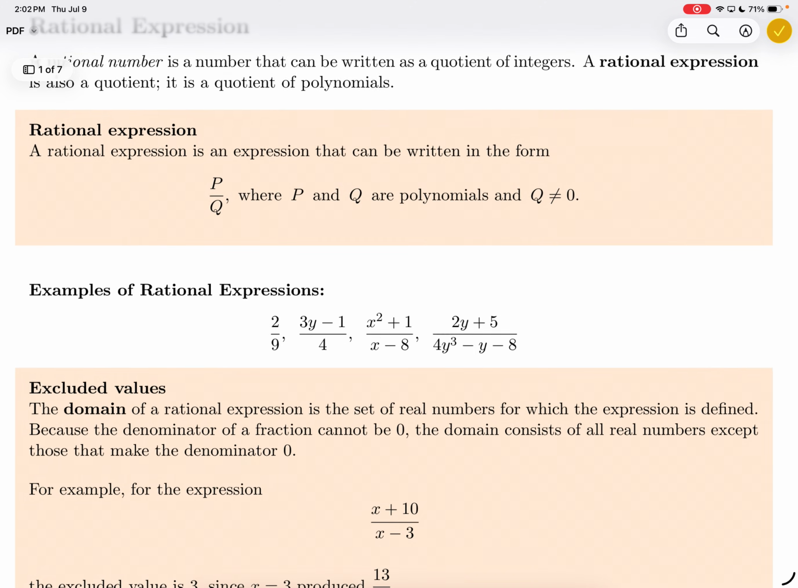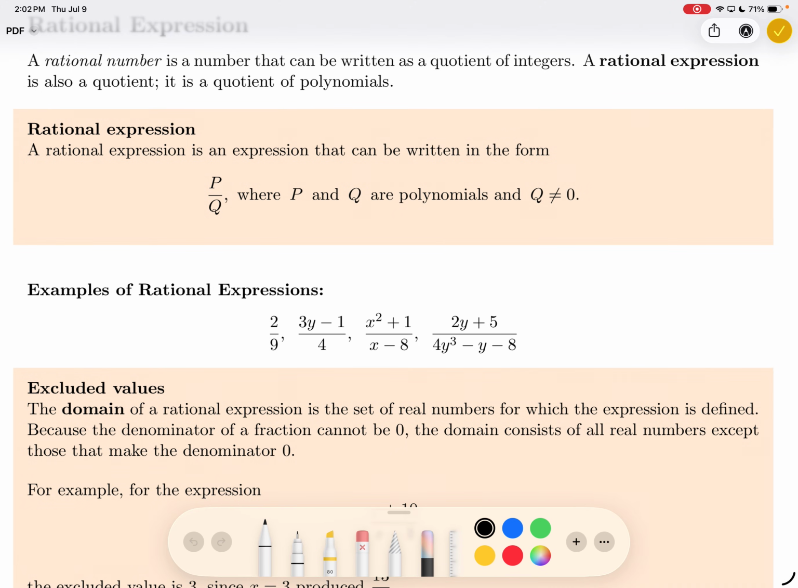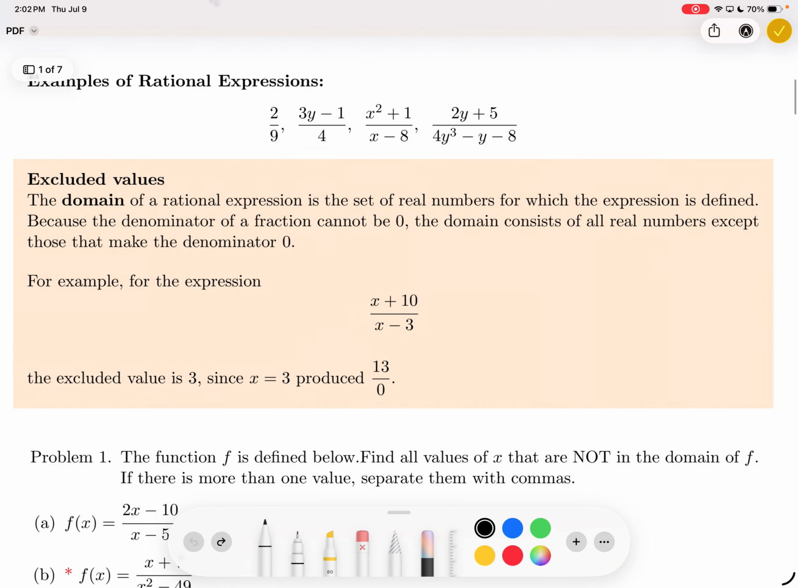So here's some examples. The way I always know, the easy way to identify a rational expression is when you have a variable on the bottom, but technically, even a fraction is just a rational expression, or if it doesn't have a variable on the bottom. So that's just identifying them.